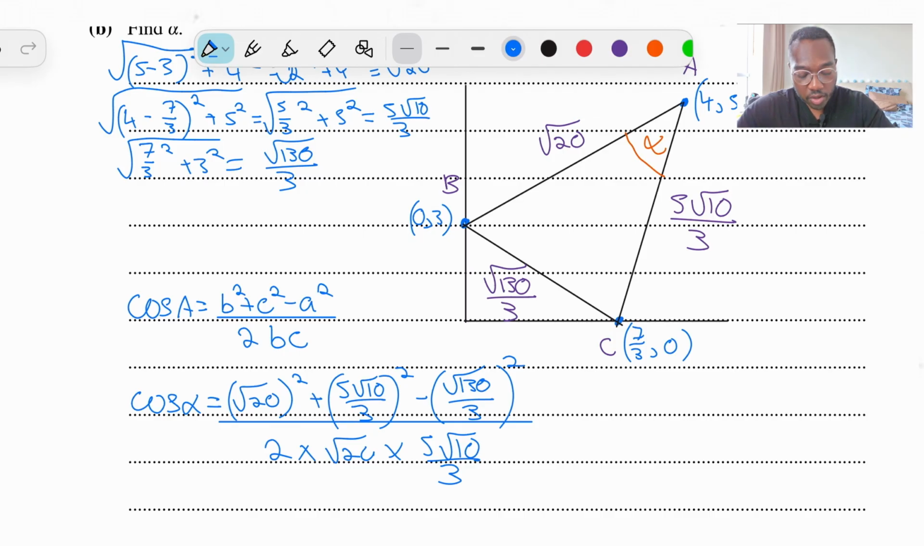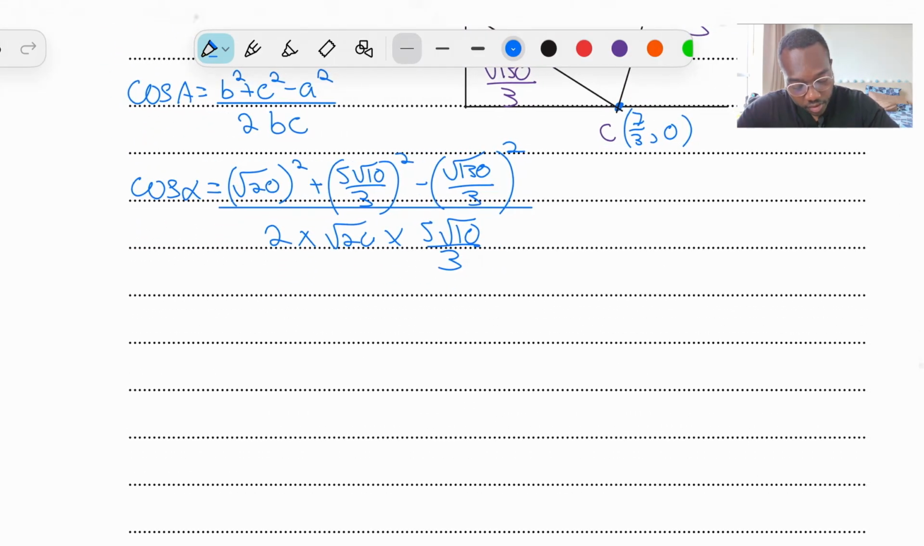If you put all that into a calculator, you would get cos alpha equal to 0.707, and we'll just keep going like that. If you do the inverse cos of that value, keeping it in your calculator, you will get exactly the value of 45. So it actually turns out pretty nice.